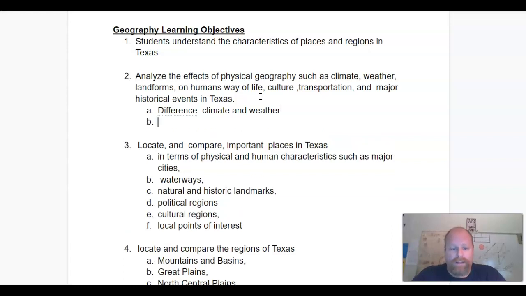Okay, well, what about a landform? If I know what landforms are, do I know what landforms are in Texas? So maybe one of my questions would be, what landforms are in Texas? So these are examples of questions that I might need answers to if I am trying to complete one of these objectives. And that's what we're going to do.